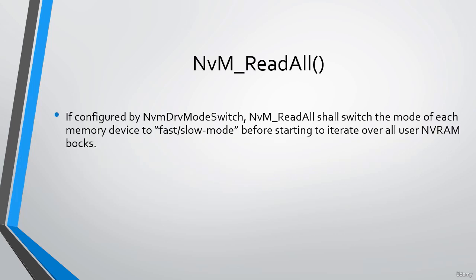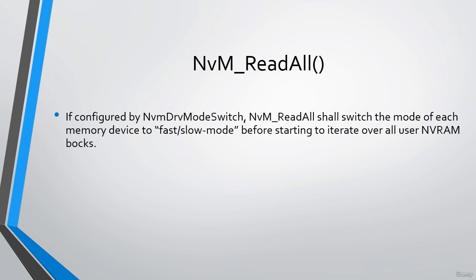Now, if configured by NVM driver mode switch or DRV mode switch, this is another parameter for NVM read all. If we use this, we will have some functionality to increase or decrease the speed at which this process is taking place. For example, we can use the memory device to read faster during startup time. Some projects have memory requirements or startup time requirements. We need to start up in this much amount of time. If we need to adhere to it, we need to go to fast mode, for example, which is actually something supported by the lower layer.